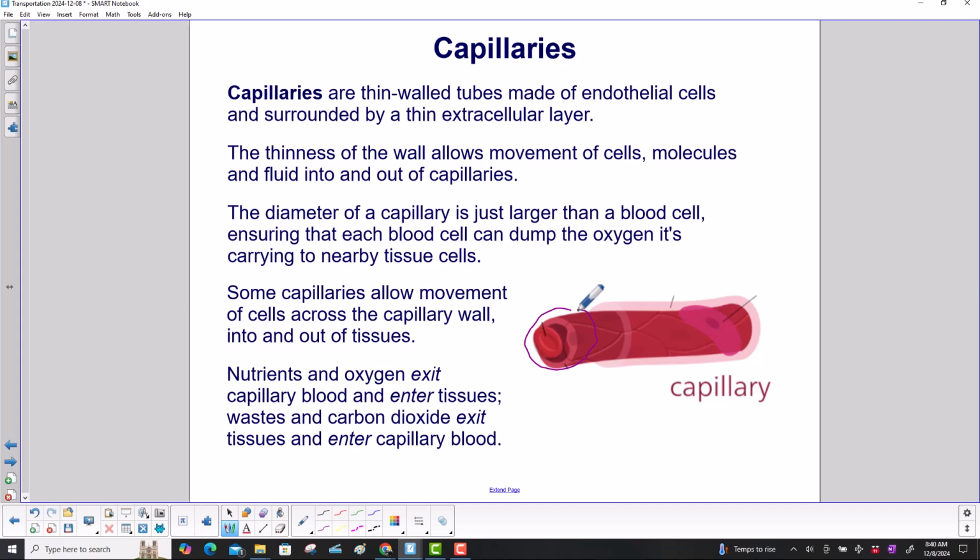Some capillaries allow movement of cells across the capillary wall, into and out of tissues. Nutrients and oxygen exit capillary blood and enter tissues. Wastes and carbon dioxide exit tissues and enter capillary blood.